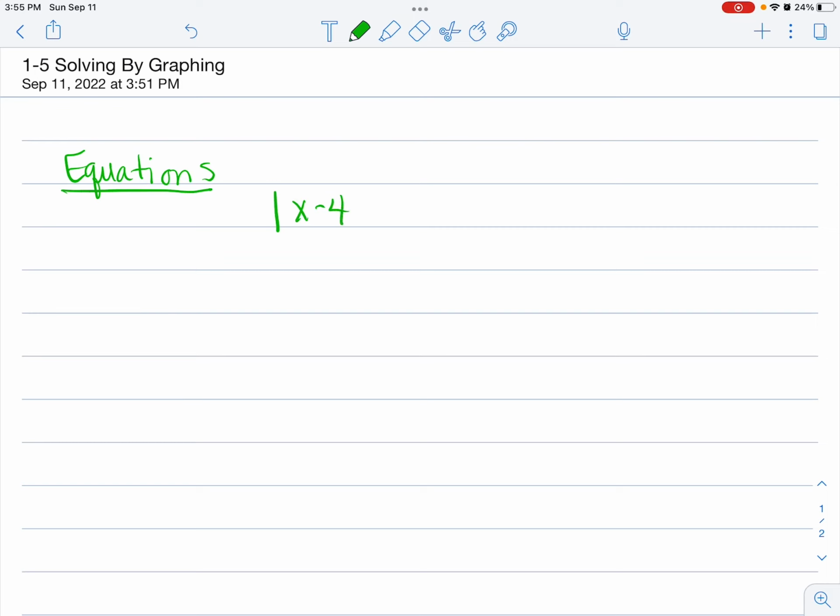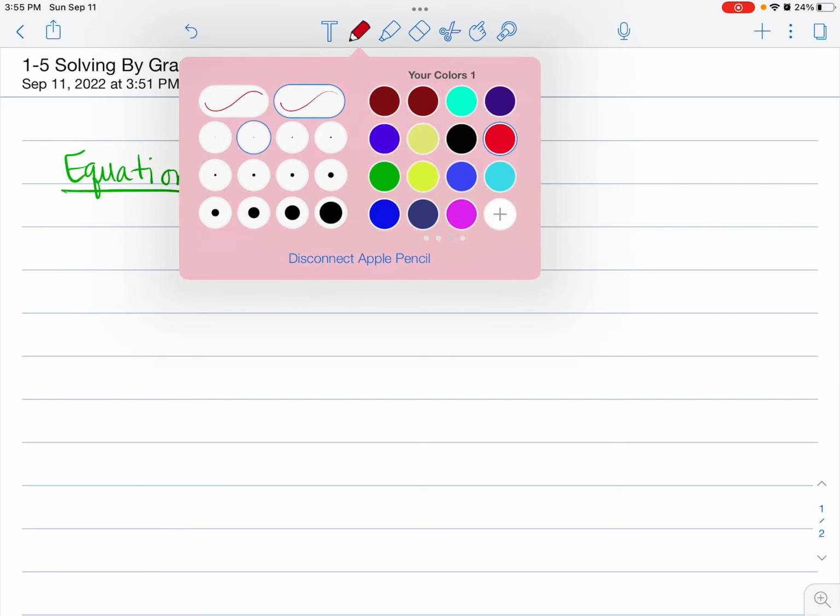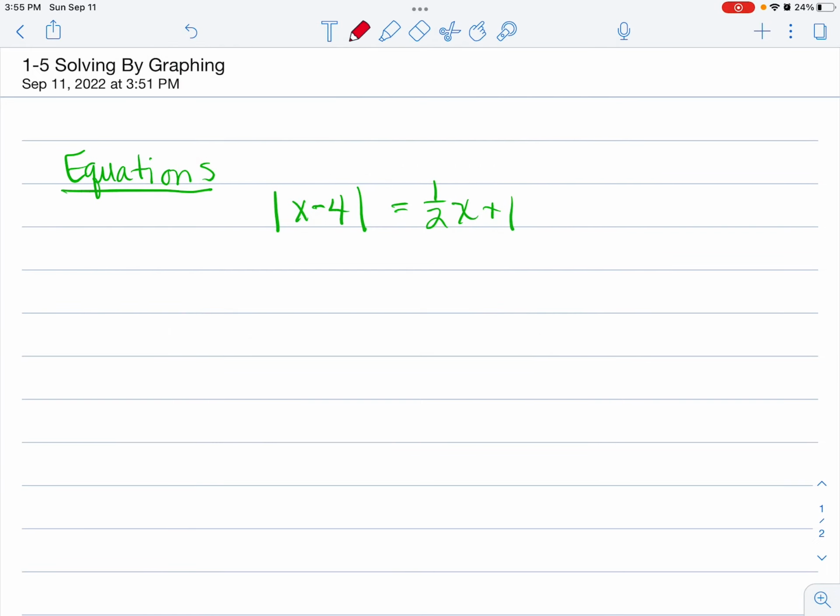Say we have the absolute value of x minus 4 equals 1/2 x plus 1. Now we can do this, right? We've learned how to solve absolute value equations. It was last school year in Algebra 1, but they're totally doable. We know the absolute value means that it can be only positive in those places, but then we also have this other linear part on the right-hand side. So here's what we're going to do. We're going to use a graphing utility to help us solve the two equations.